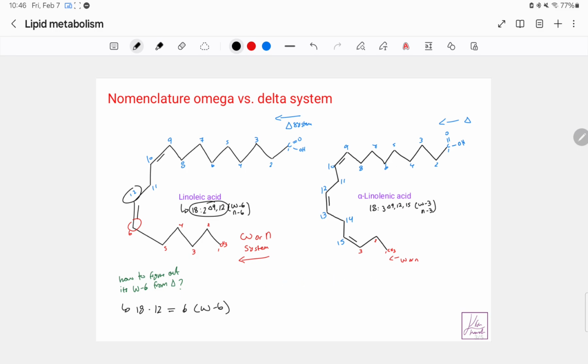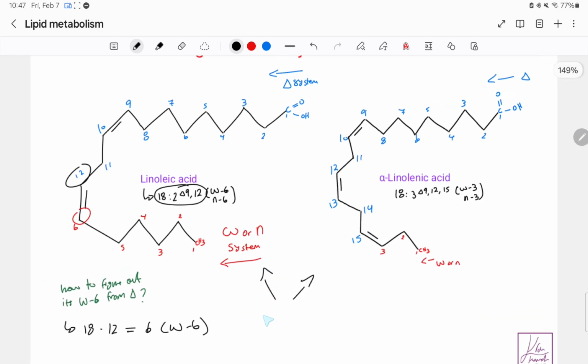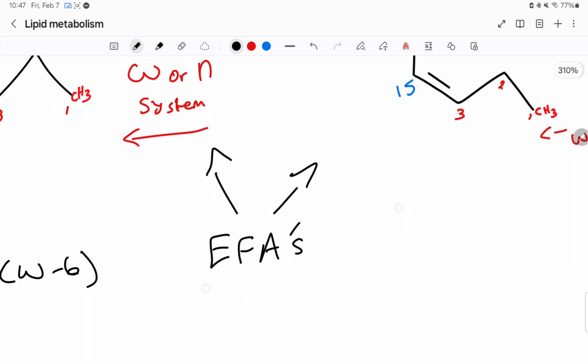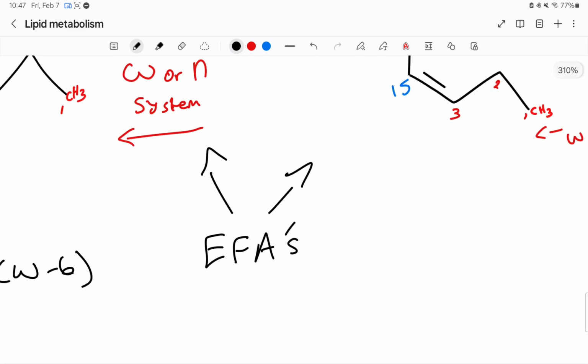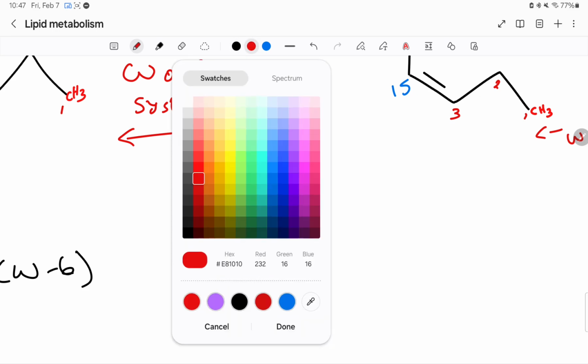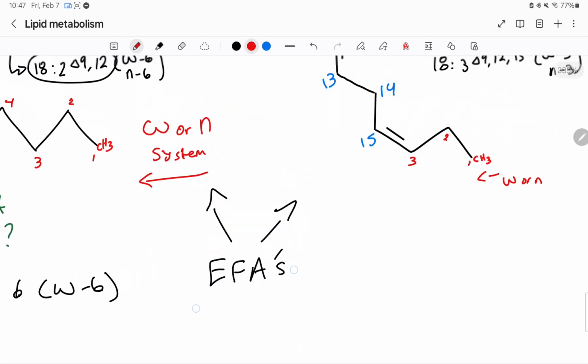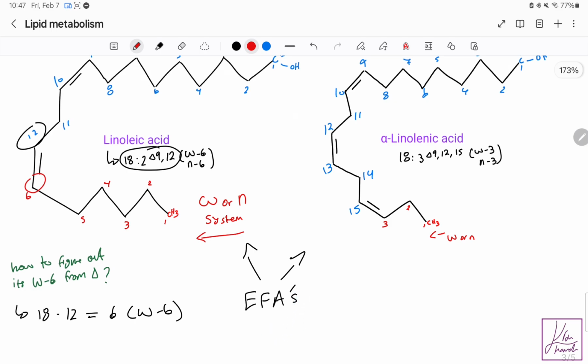Now, you want to know something special about linoleic and alpha-linolenic acid? Both of these guys are actually essential fatty acids. What is an essential fatty acid? That means we have to consume these through the diet because we cannot make them. Now, I'll tell you something right now: that is not entirely true. There are metabolic pathways where we can make these, but in such minuscule amounts, so we need to eat these.